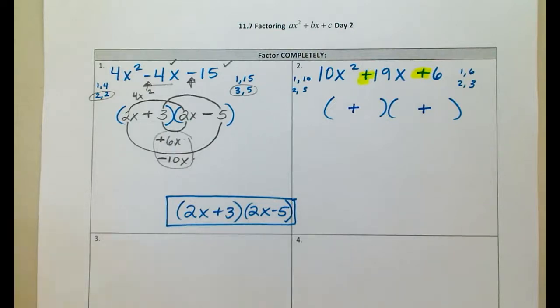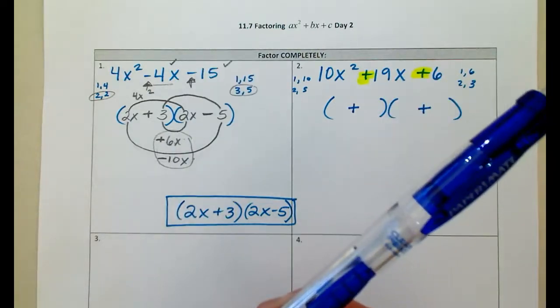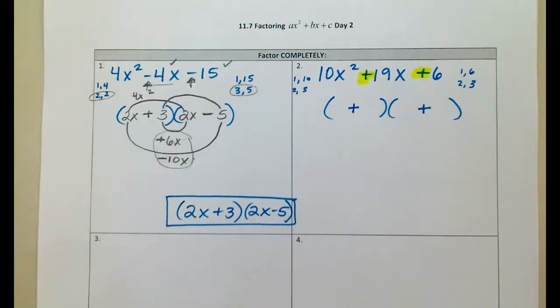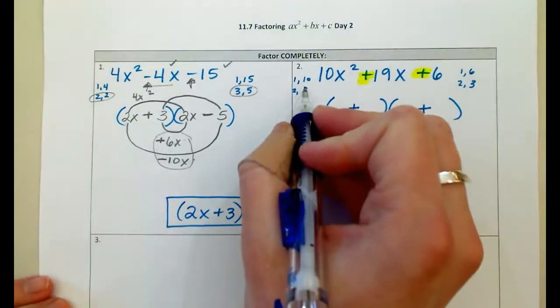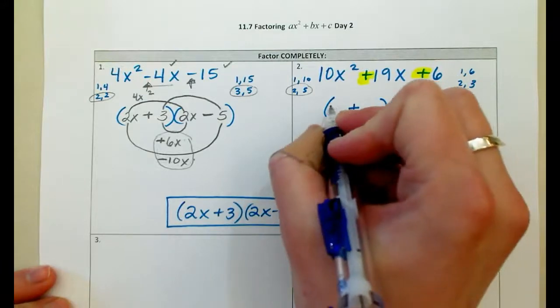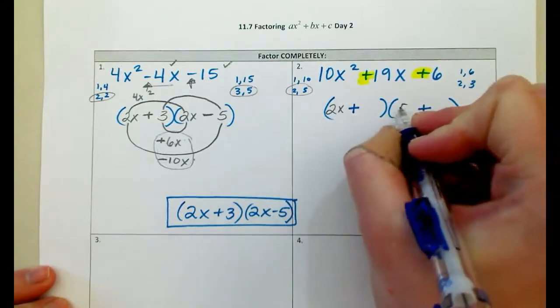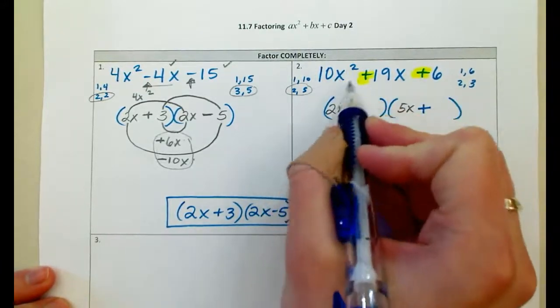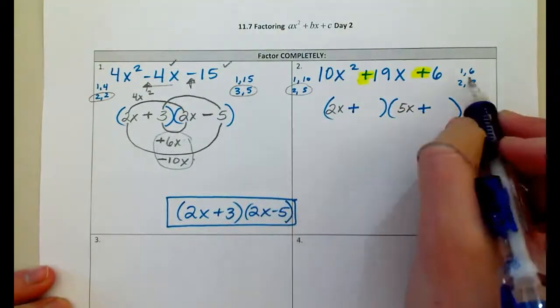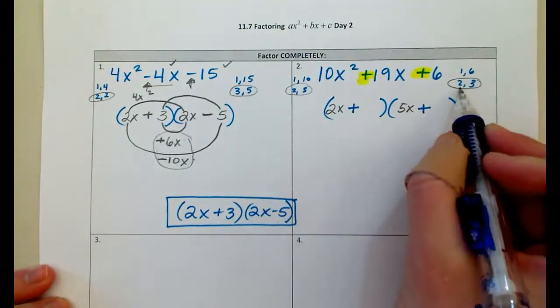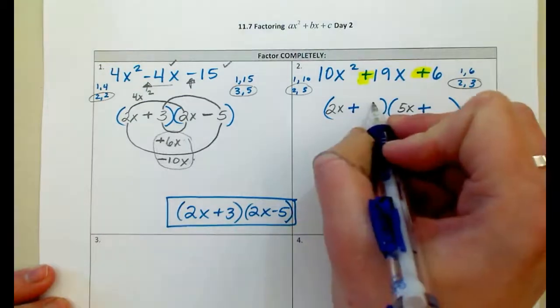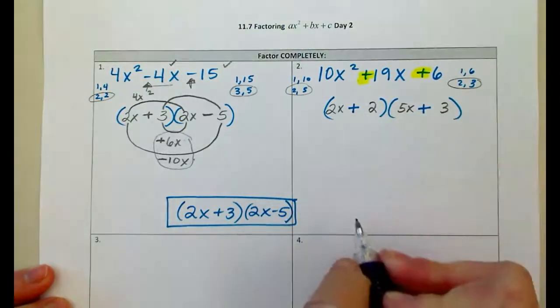All right, my next step, I'm going to grab my pencil and I'm going to use my guess and check method. So first, I'm going to start with my smaller numbers again with 2 and 5. So I'm going to start with 2x and 5x to get my 10x squared. And then I'm going to start with my small numbers here too with 2 and 3. So I'm going to place in here 2 and 3.